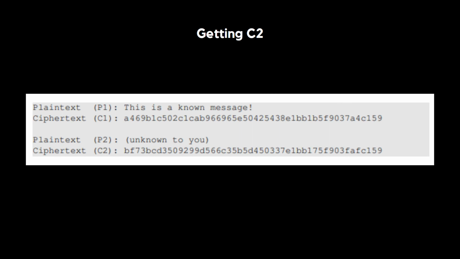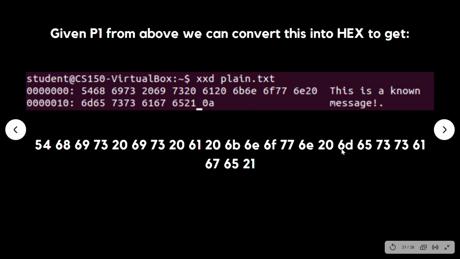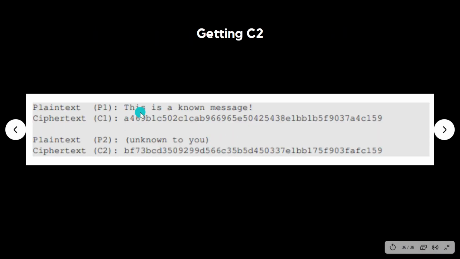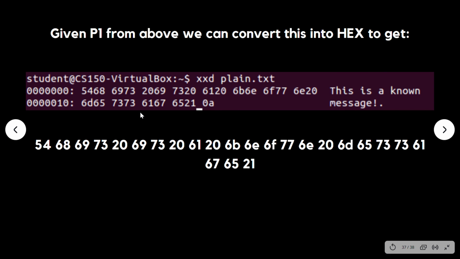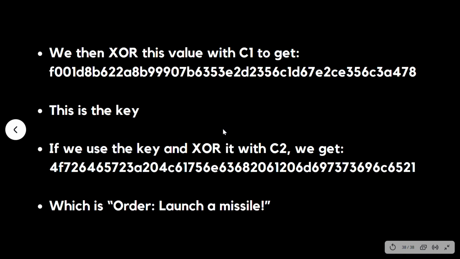Next is we got C2 over here. Given P1 above, we can convert that into hex. So this is the hex number that we got, and I just wrote that here. And essentially, when we XOR this value with C1, we get this value, which is the key. And if we use that key and XOR it with C2, that's when we'll get this, which is basically order launch a missile. So that's just a bit for task 6. Thank you.